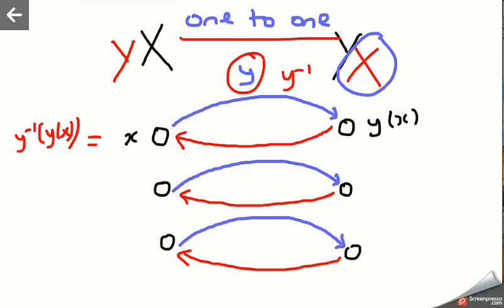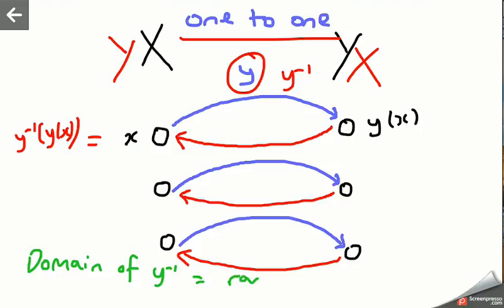The domain of y inverse, I better write this down. So let's write it in green. Domain of y inverse is the same as the range of y, because y inverse takes all of the things that have come out of y and sends them back where they came from. So the domain of y inverse is equal to the range of y. That's the first thing to note.